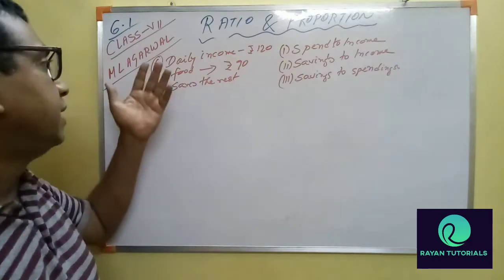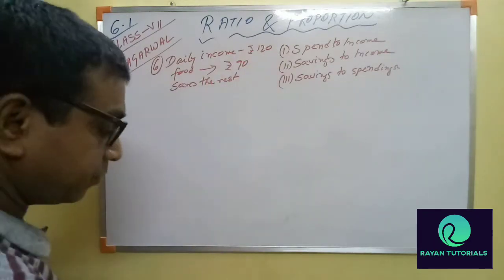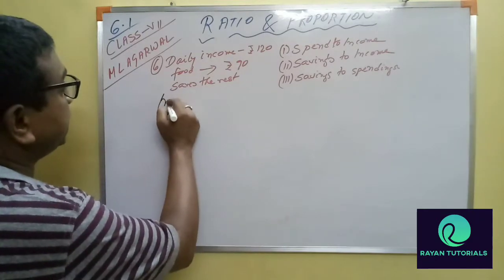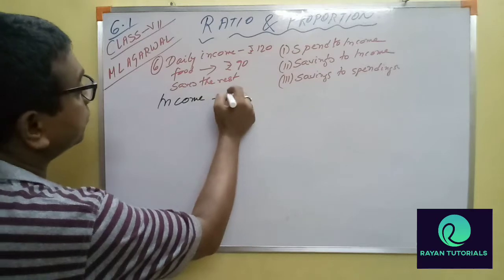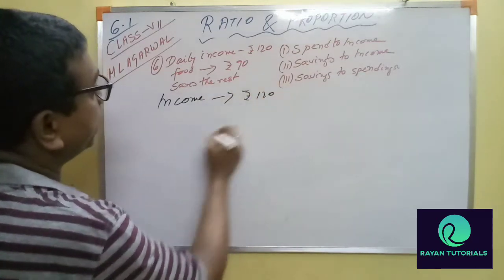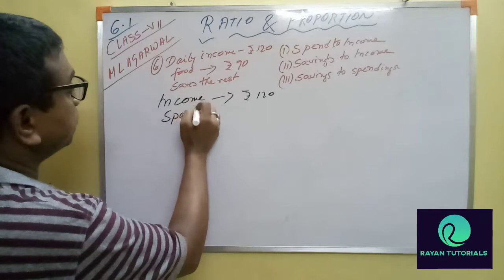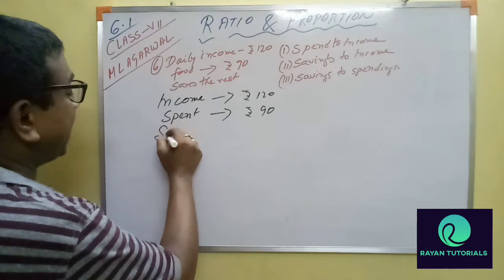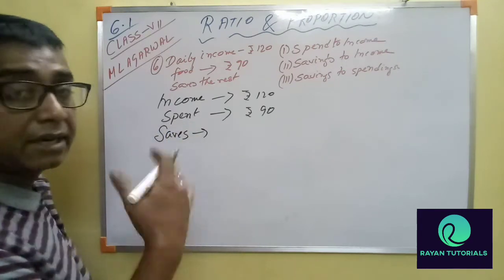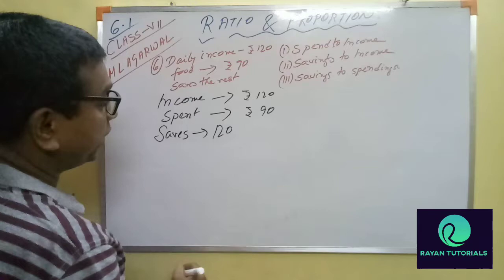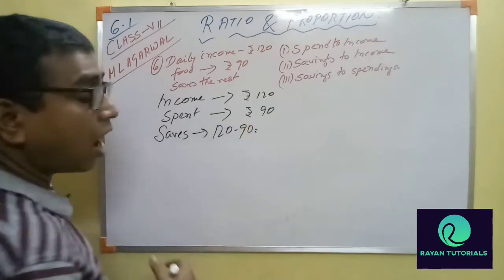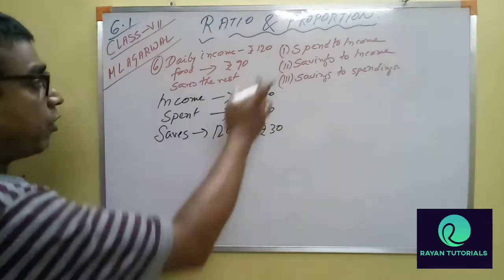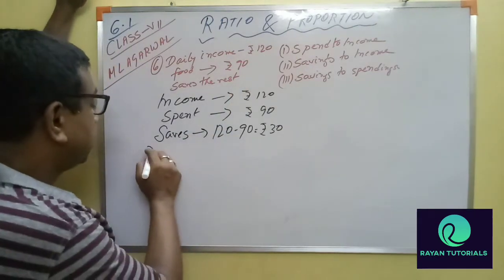They said the daily income is rupees 120 and spent on food, that means income rupees 120, spent rupees 90, that means saves the rest. Rest means total income 120, spend 90, how much will be savings? Rupees 30.